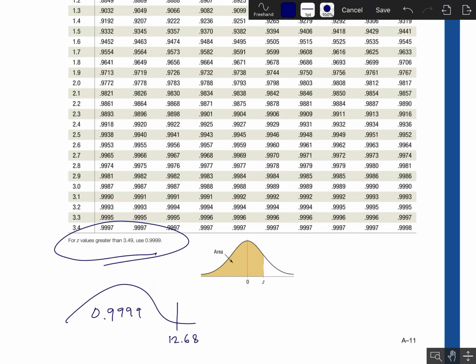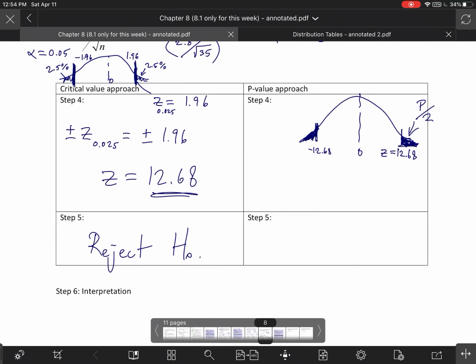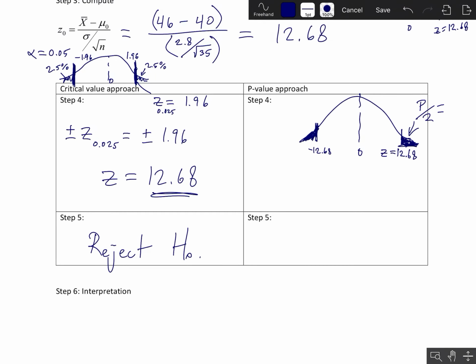So remember that that corresponds to this left area over here. So this left area would be 0.9999, and that means that this little right area over here would be 0.0001. So that's the area over here in the far right. So this p over 2 is equal to 0.0001. Now if I wanted the area in both tails, that would give me the full p-value, so I would just double what we just found. So the full p-value would be 0.0002. That would be the area in both of these tails combined.